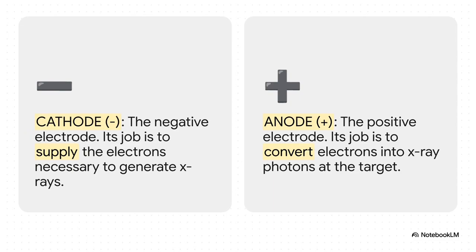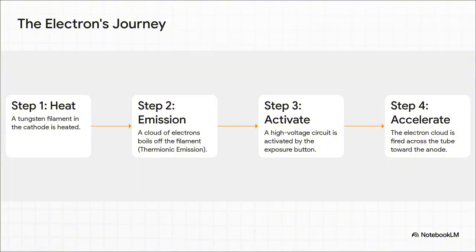First, there's the cathode. It's got a negative charge, and its only job, its whole purpose, is to supply the ammunition, which in this case is electrons. Then on the other side, you have the anode. It's got a positive charge, and it's the target. Its job? To stop those electrons dead in their tracks. So how do we get those electrons from the source to the target?